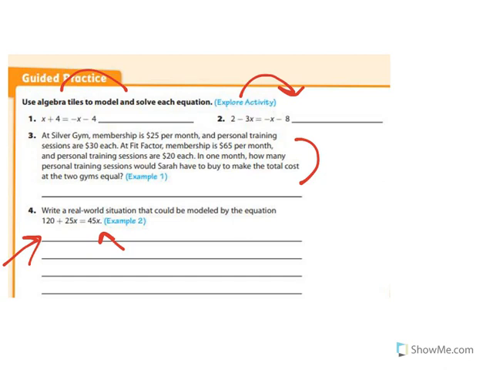Membership is $25 per month, and personal training sessions are $30 each. That's at Silver Gym. At Fit Factor, membership is $65 per month, and personal training sessions are $20 each. In 1 month, how many personal training sessions would Sarah have to buy to make the total cost at the two gyms equal? So she's making, again, a decision based off of the two. So she wants to know what each of the sessions would be. And if this is guided practice, if you guys want to do your work, and then check it with what I have just to make sure that you're doing it right. I'll just do it to the side here, and then we'll move on to independent practice.